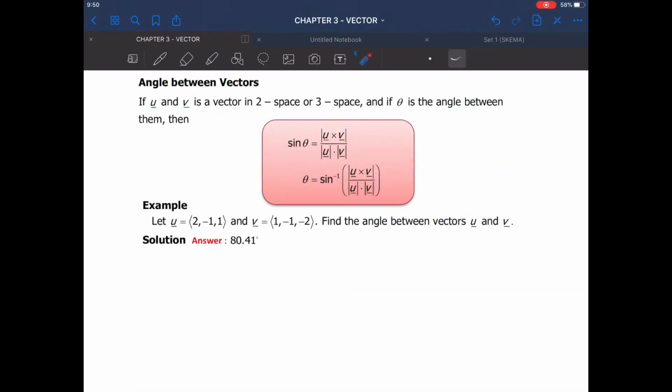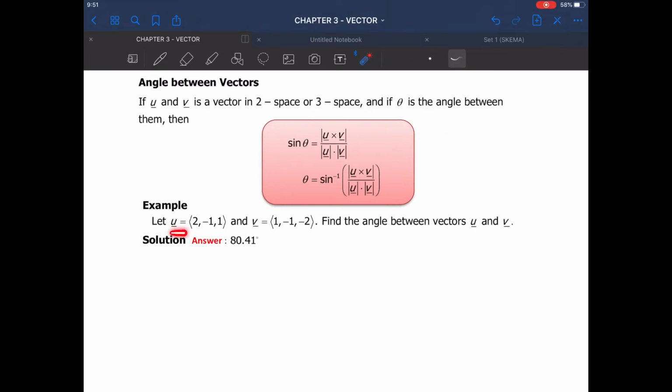So let us continue to solve for the angle between vectors. We do this by using the formula for the cross product. The formula for the angle using the cross product is sine theta is equal to u cross v divided by magnitude u multiply magnitude v. So if the question asks you to find the angle between vectors, you can solve by using the formula for sine theta or the formula for cos theta. It depends on which formula you want to use.